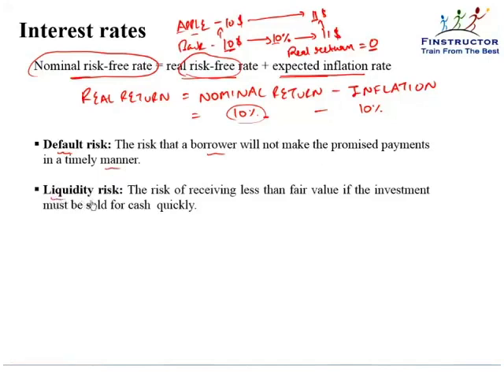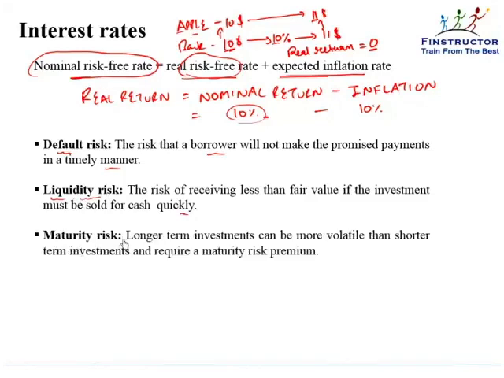There is a risk of liquidity. That is, if you are in urgent need of money and you're holding a government security, it may still be easier to sell it because the market is liquid, there's a lot of buying and selling happening. If you're holding corporate bonds, very often the liquidity is not there. It's like you have a real estate property in some far-flung area. You may not just be able to sell it whenever you like. So liquidity risk is the risk of receiving less than fair value if the investment has to be sold for cash quickly. So corporate bonds and other securities tend to have higher liquidity risk than government bonds or risk-free assets.